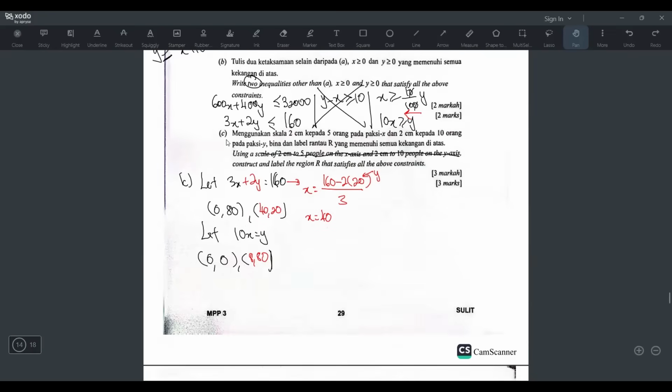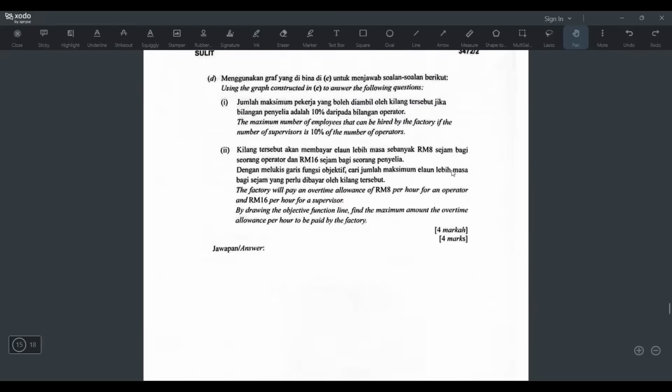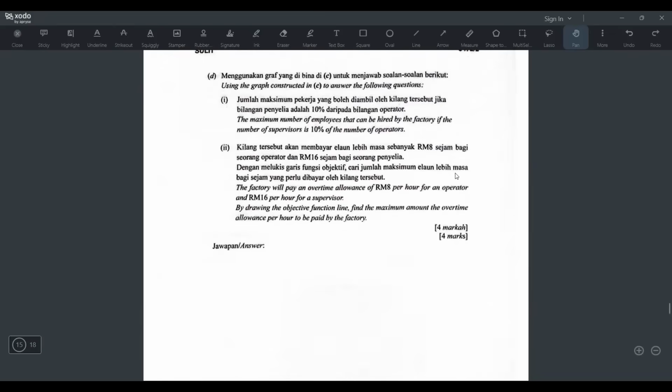Okay, so C is done already, right? Construct and label, yeah, done already. Okay, now let's do the D1. Using the graph constructed in C, answer the following question. Actually, what they mean is use the shaded region. Because after that they always like to ask you to use the shaded region to find something else. Number one, the maximum number of employees that can be hired by the factory if the number of supervisors is 10% of the number of operators.